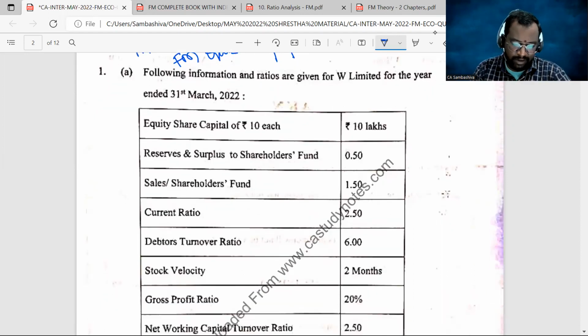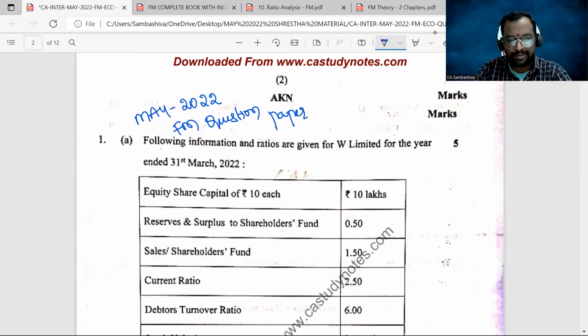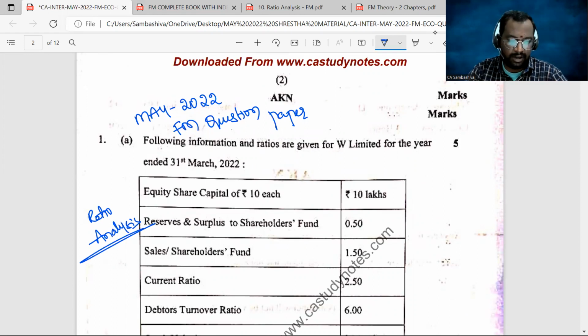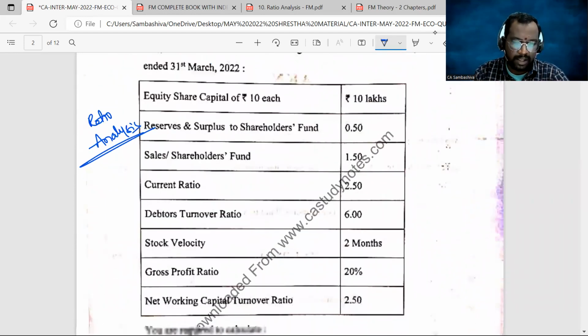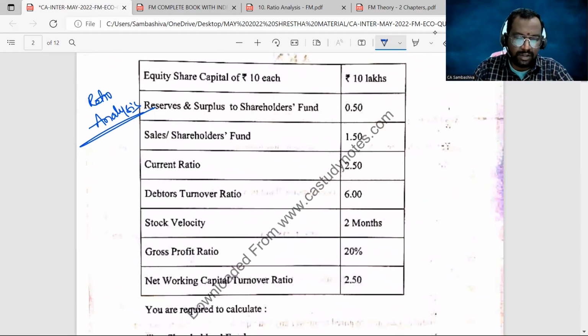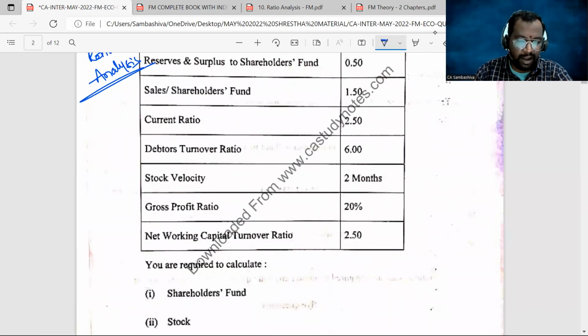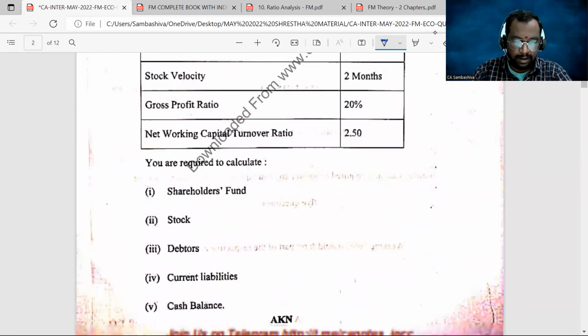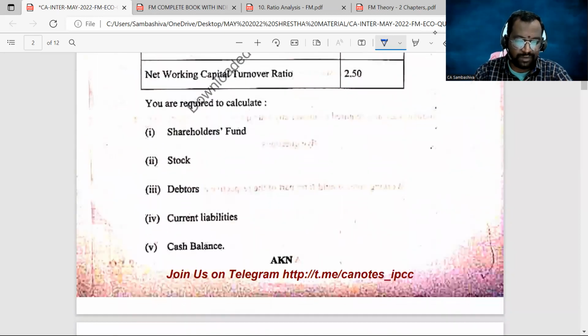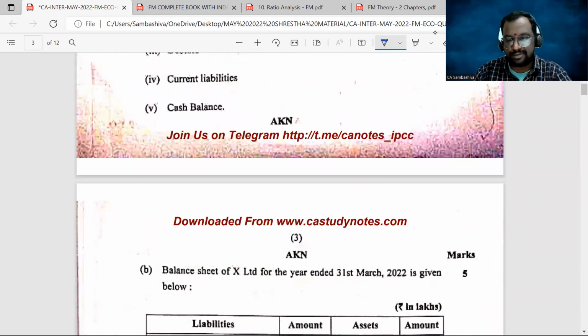Question number one is given from the chapter ratio analysis. And it was asked for 5 marks. You are provided with the information of equity share capital, reserves and surplus to shareholders' funds, sales to shareholders' funds, current ratio, debtors turnover ratio, stock velocity, gross profit ratio, net working capital turnover ratio. You are required to calculate the shareholders' funds, stock, debtors, current liabilities, and cash balance.